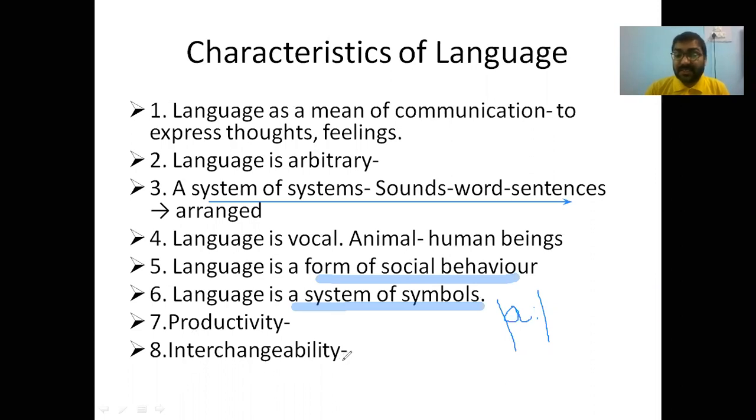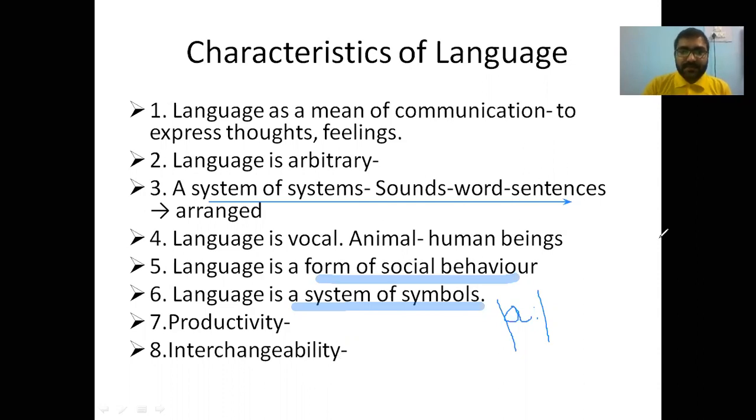Its characteristic is interchangeability. It means discourse does not happen with oneself. The language is not used only for oneself. Though we talk to ourselves, basically it's to communicate with others. There should be another person: one is saying while the other is listening, and then the other is saying while the first is listening. So there is interchangeability in the language that we use.